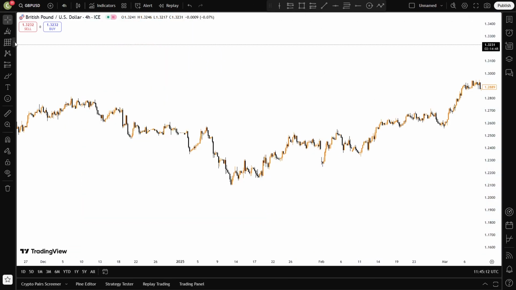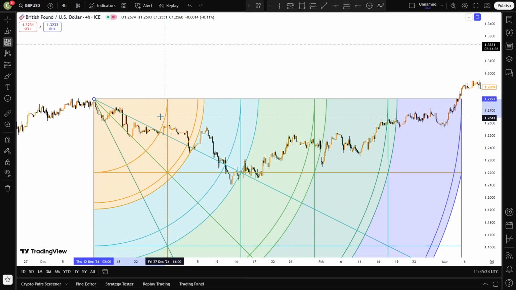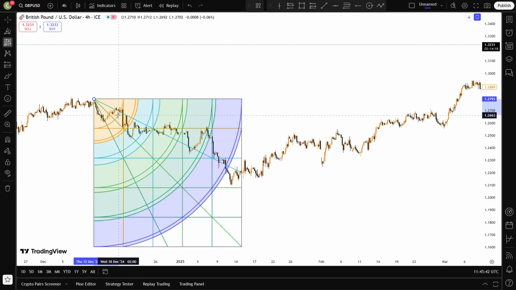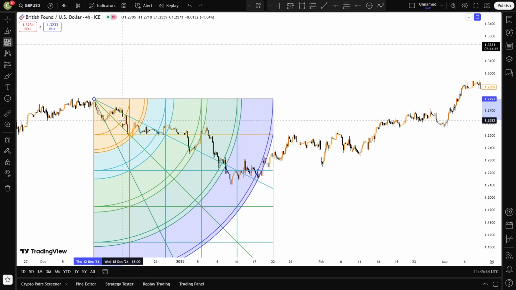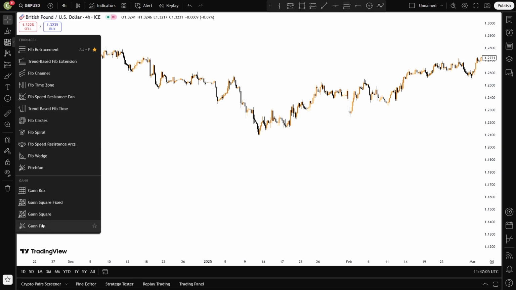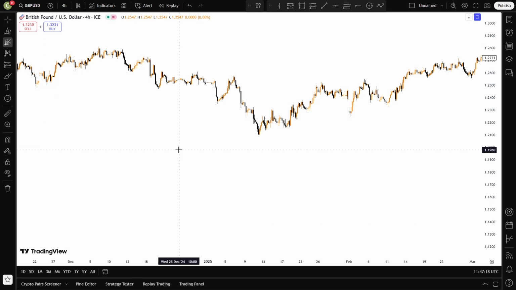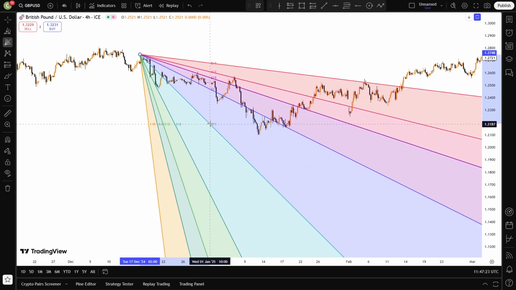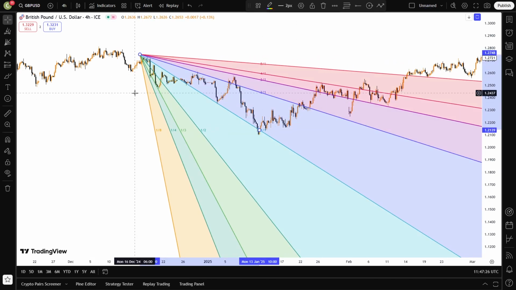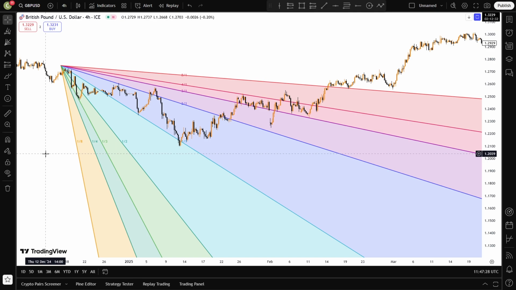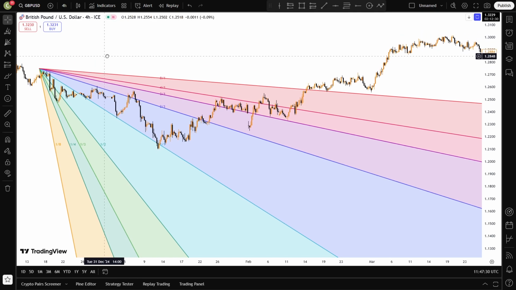And now we move on to the Gann square fixed. Okay, so the Gann square fixed is a log version of the Gann square for consistent use across multiple charts. So it's just a logged version of the Gann square. And the last tool under the Gann is the Gann fan. So the Gann fan is a tool that uses diagonal lines to show potential support and resistance levels. And this is the Gann fan across the charts, as you can see here.